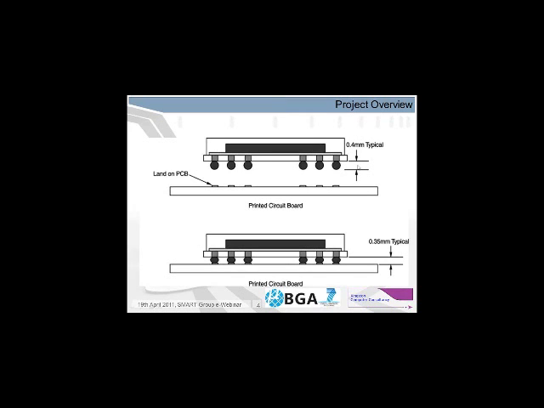Currently, a typical size for a solder ball within a BGA would be about half a millimetre, 400 microns. That will decrease to about 350 microns after reflowing.